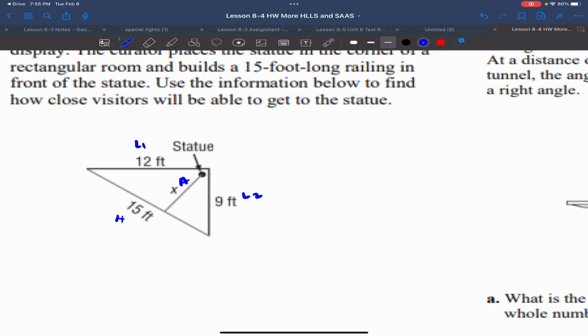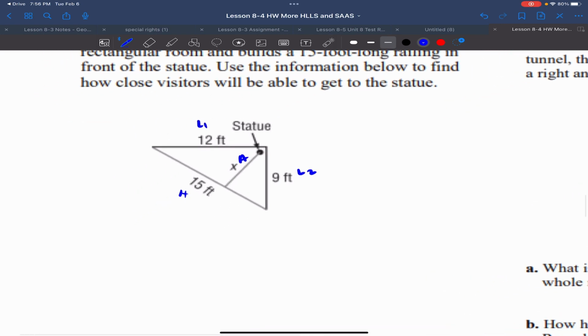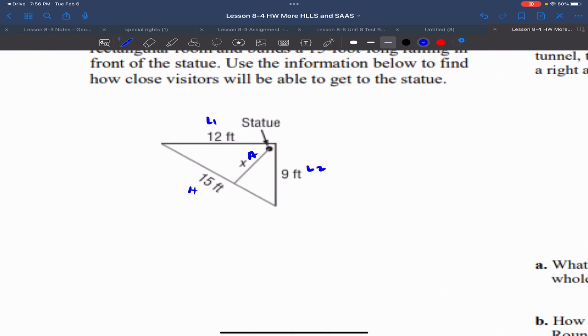So, what am I doing here? What is the best thing to do? Am I missing something? All right, just in case, I'm going to call segment 1 X. I'm going to call segment 2 Y. Okay, so I'm going to try this.